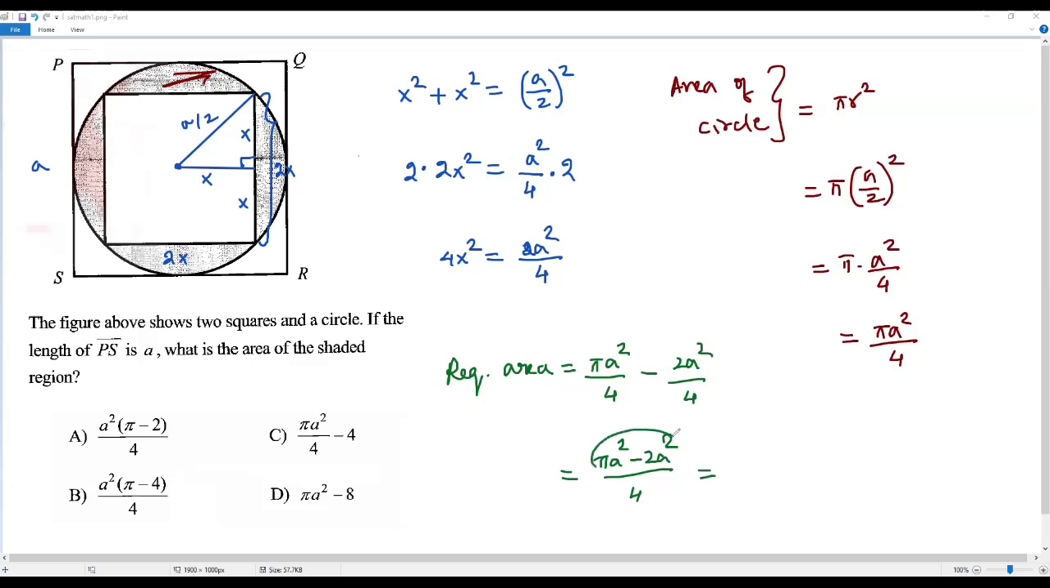Okay, when I consider the numerator over here, both terms have the greatest common divisor A squared, so we can factor A squared out. When I factor A squared out, I'm getting A squared times pi minus 2 inside the parentheses, divided by 4. So this is the area of the shaded region in the given figure. We find this, A squared times pi minus 2 over 4, in answer choice A. The correct answer choice for this question is A.